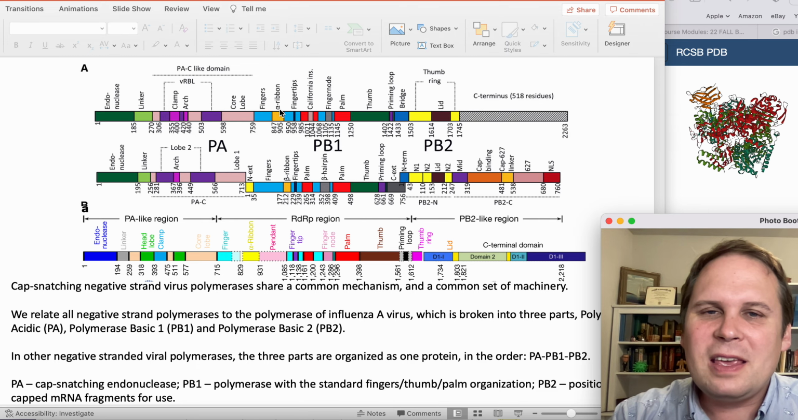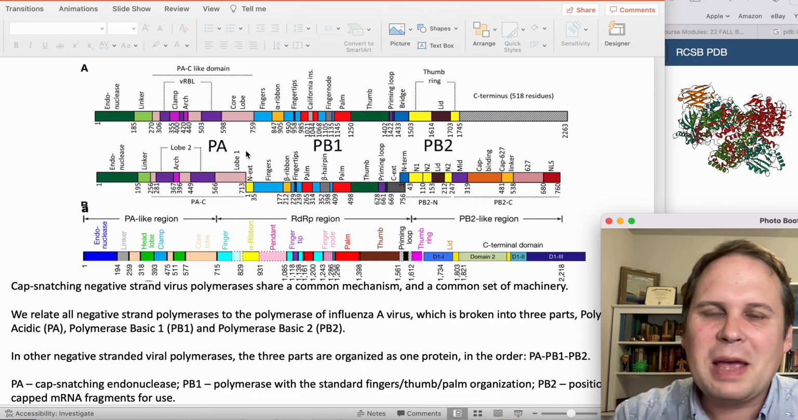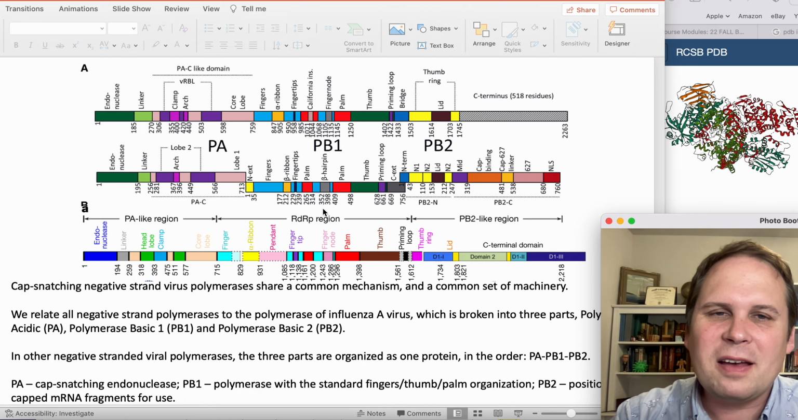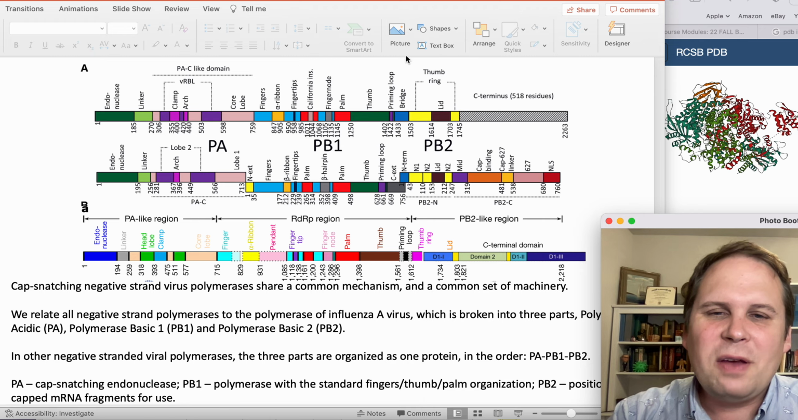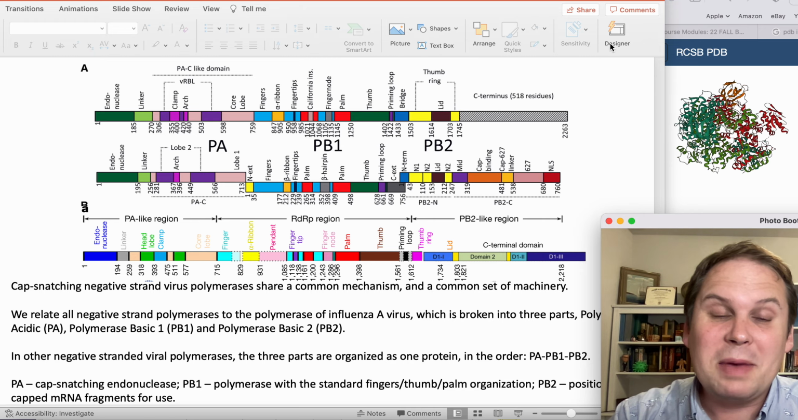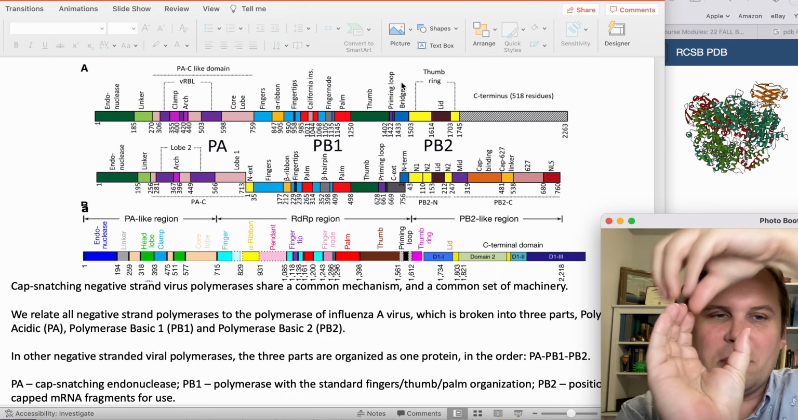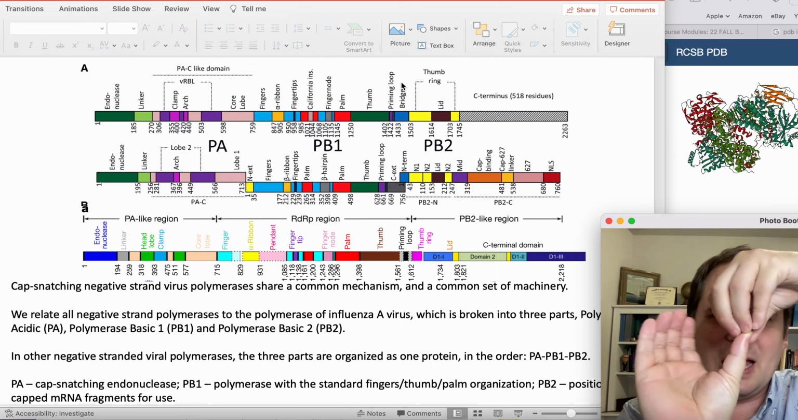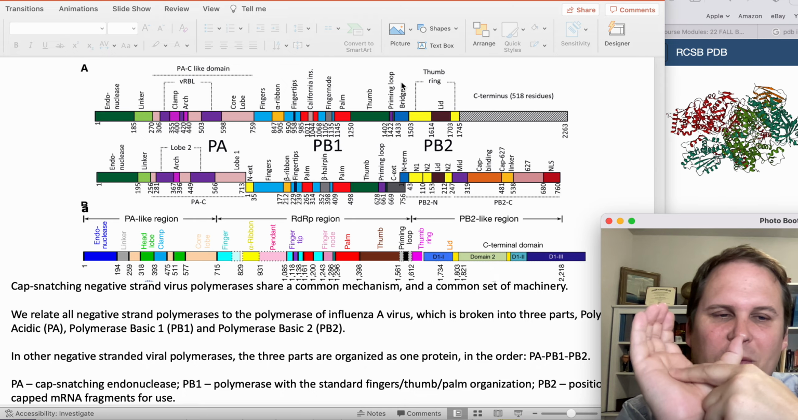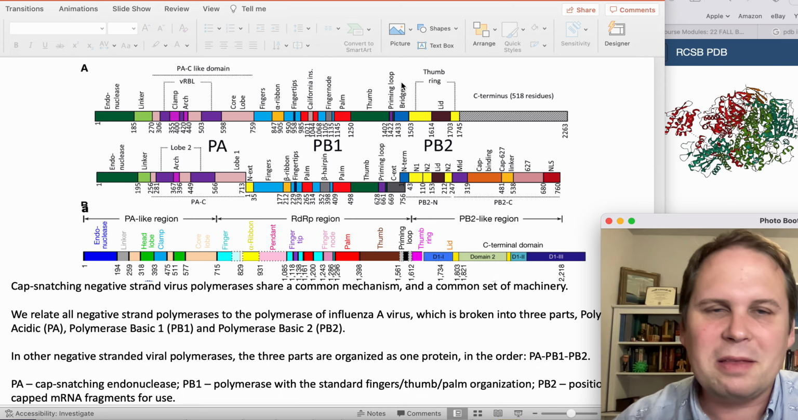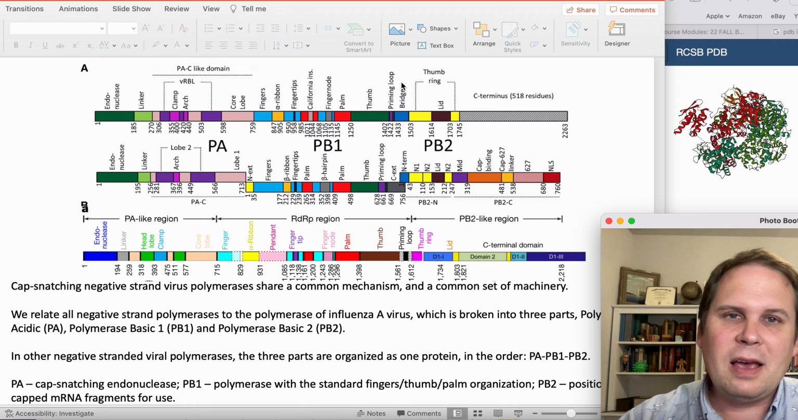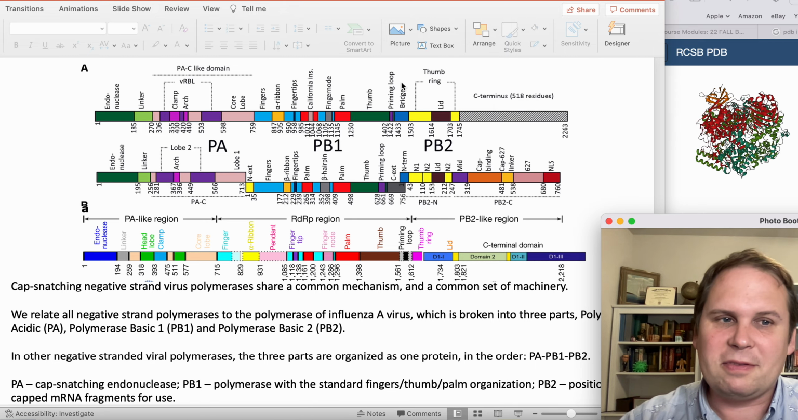And so here's our PB1-like domain with your polymerase core in there. And then you have your PB2-like domain at the end, which is going to sit, remember, on top of the thumb. So PA over here, PB2-like domain over here, and PB1-like polymerase domain in the middle. And the PB2-like domain is going to bind caps, just like always.